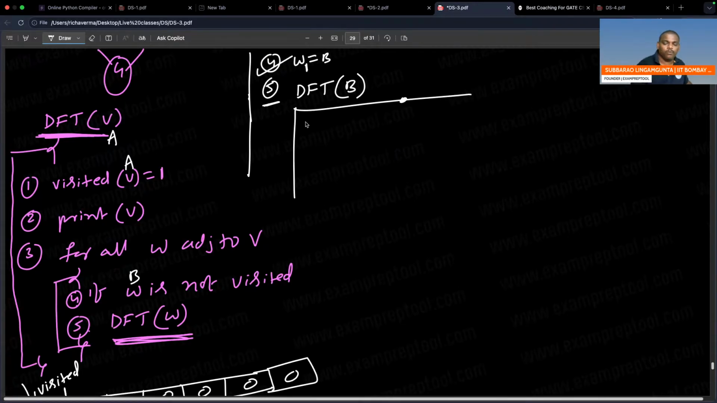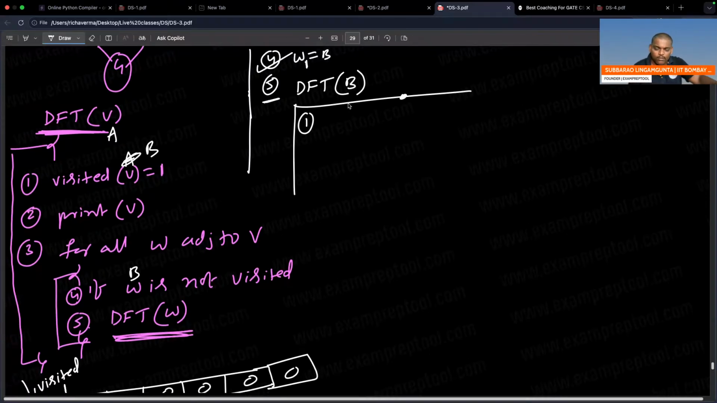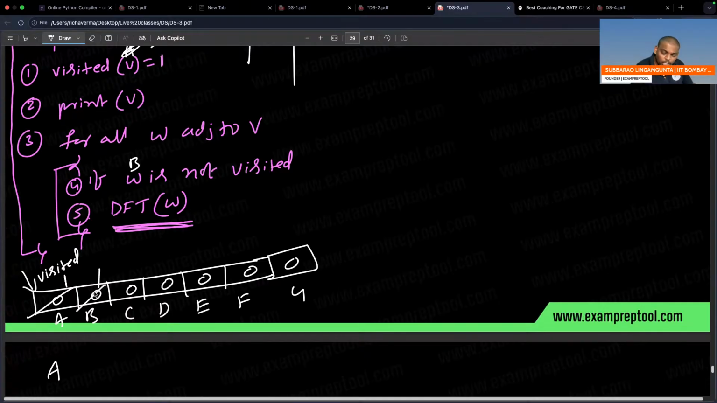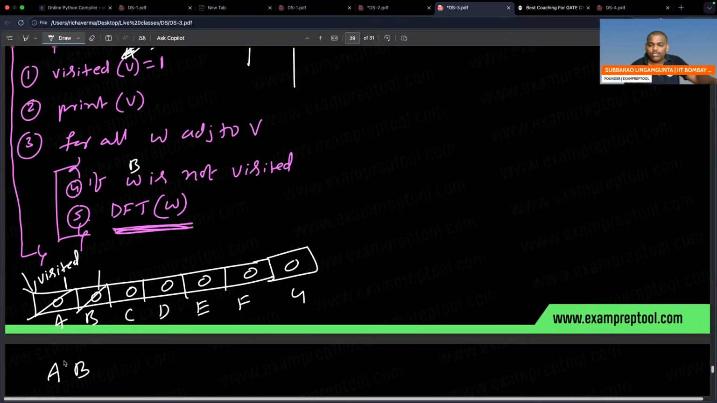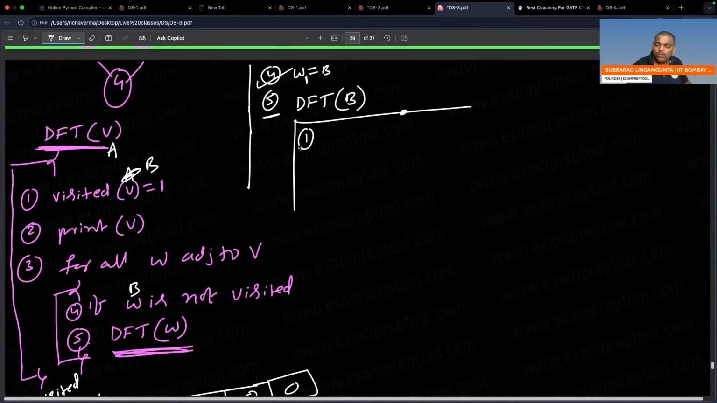What is B's first step? Visited of B is equal to 1. Recursion means the same work you should do again. Okay, B is 1. Print B also. I printed. So the first step is over, the second step is over. Can you see the third step?